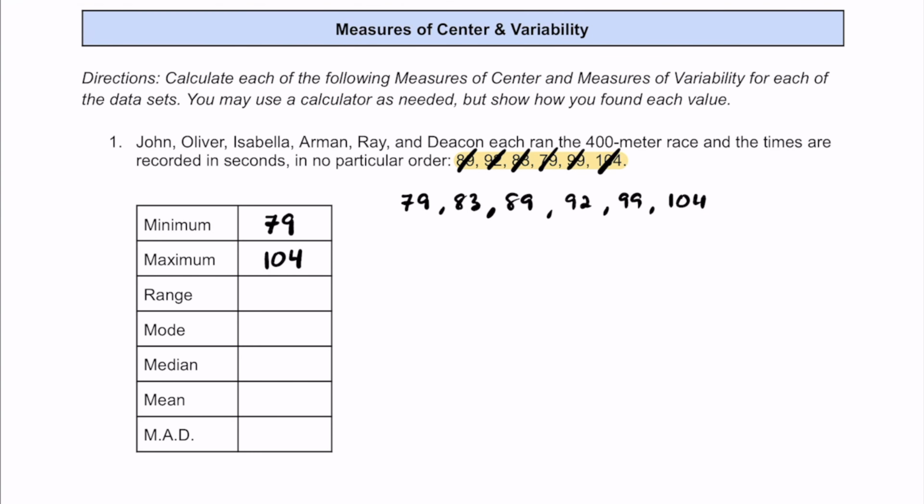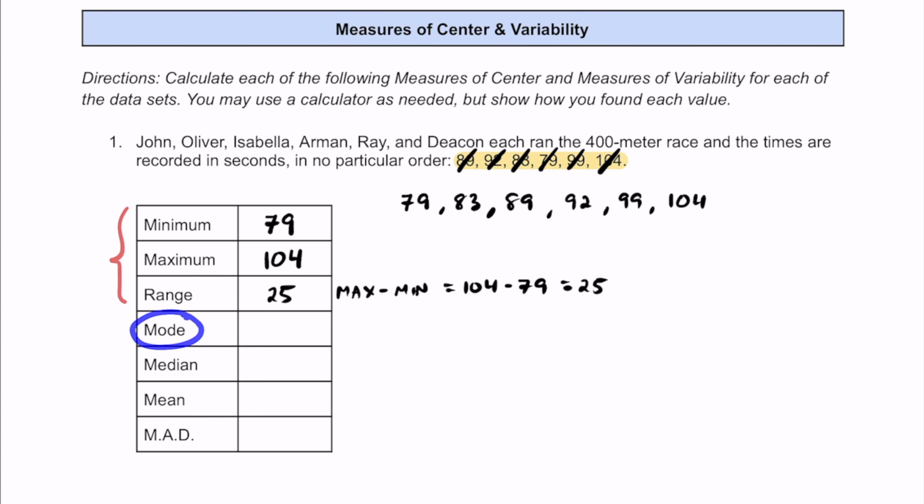Now the range, let's see, how do we find the range? Well, the range is just going to be the max minus the min. So I'm going to write that here. Okay, and so what's the maximum? That's 104. 104 minus 79 is going to be 25. So the range here is 25 seconds between the fastest and slowest runner. The fastest time was 79 seconds and the slowest time was 104 seconds, but the range of all the times was 25 seconds.